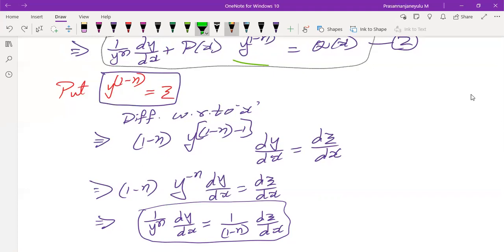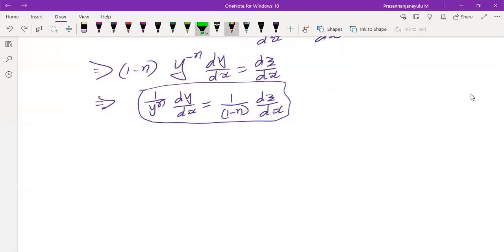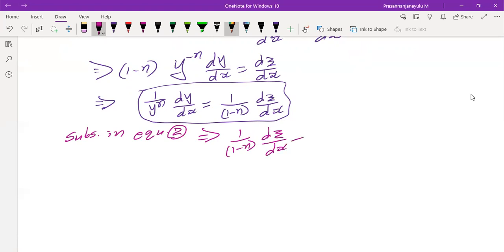Then substitute all these things in equation number 2. If we substitute in equation number 2, what do we get? What is equation number 2? The left hand side first term is 1 by y power n into dy by dx. So what will it become? 1 minus n into dz by dx plus p of x into y power 1 minus n, where y power 1 minus n we substituted as z, is equal to q of x.